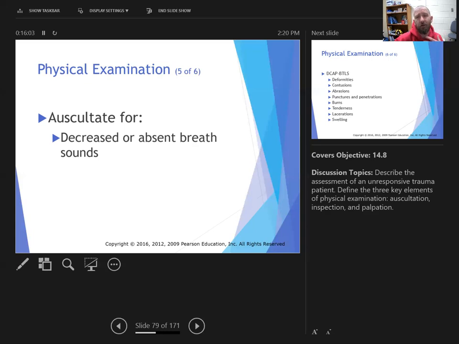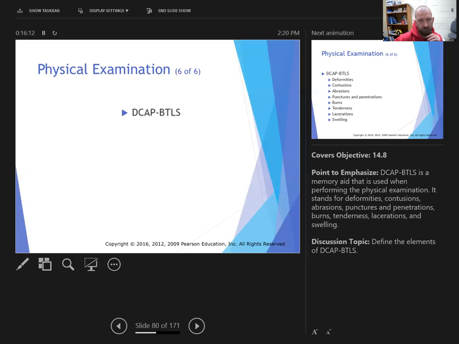Gurgling in the airway can be something that we're going to listen for. Rales, rhonchi, all types of things like that. Lots of different sounds we can listen for. All right, here's part of the physical examination that you are going to have to know by heart.